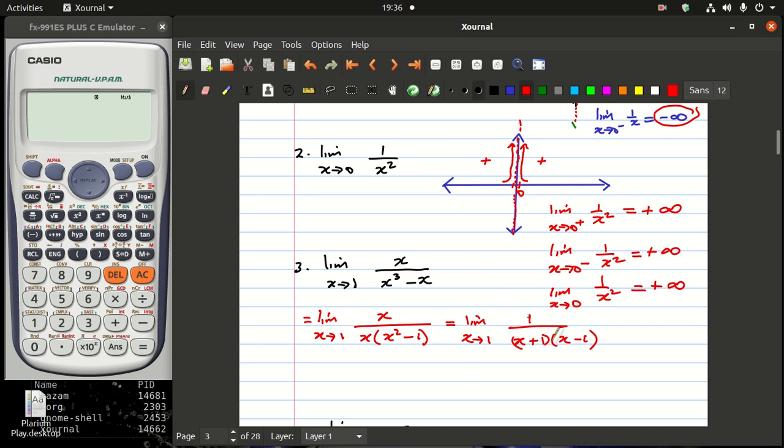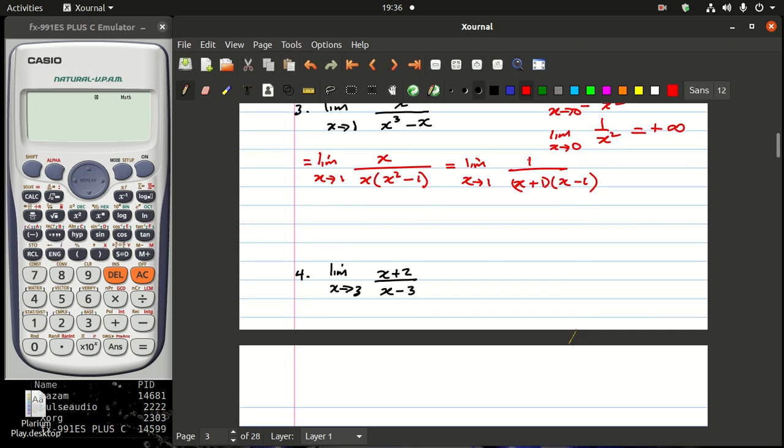Now that you have this nice thing here, when I'm plugging in 1 here, I will end up having a 2. When I'm plugging in a 1 here, I will end up having a 0. 0 times 2 is 0, so I will end up having 1 over 0. Now, how do we deal with a number over 0? You just need to plot it.